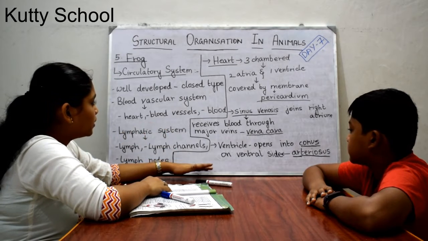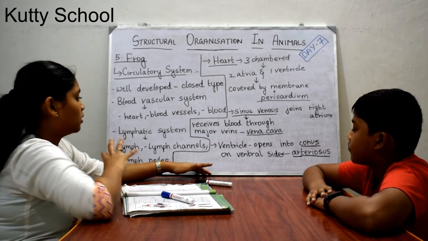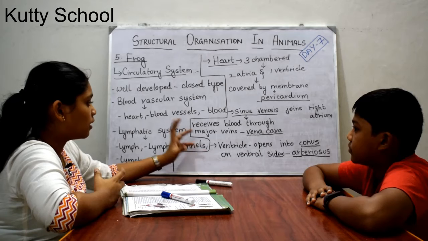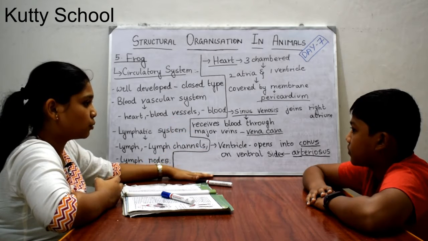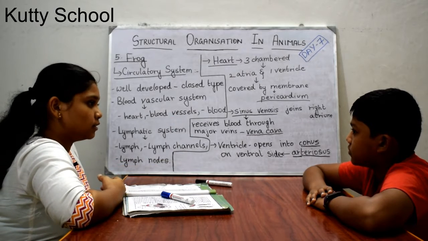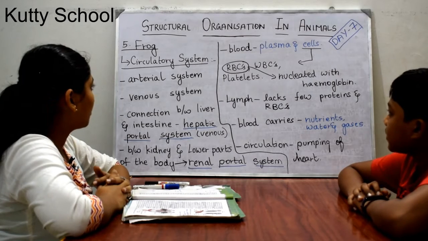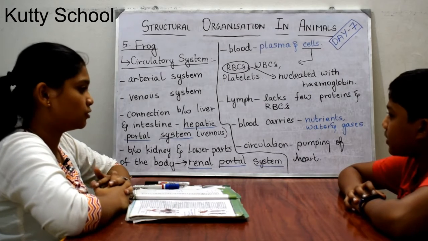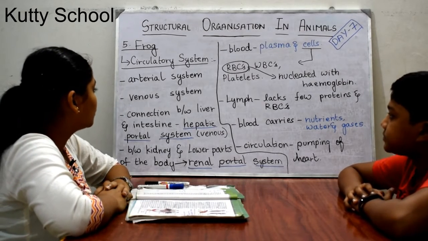So we'll discuss some more characteristics of this, how the blood is passed through and how the circulatory system is maintained. We are going to discuss some more characteristics of the circulatory system in frogs.